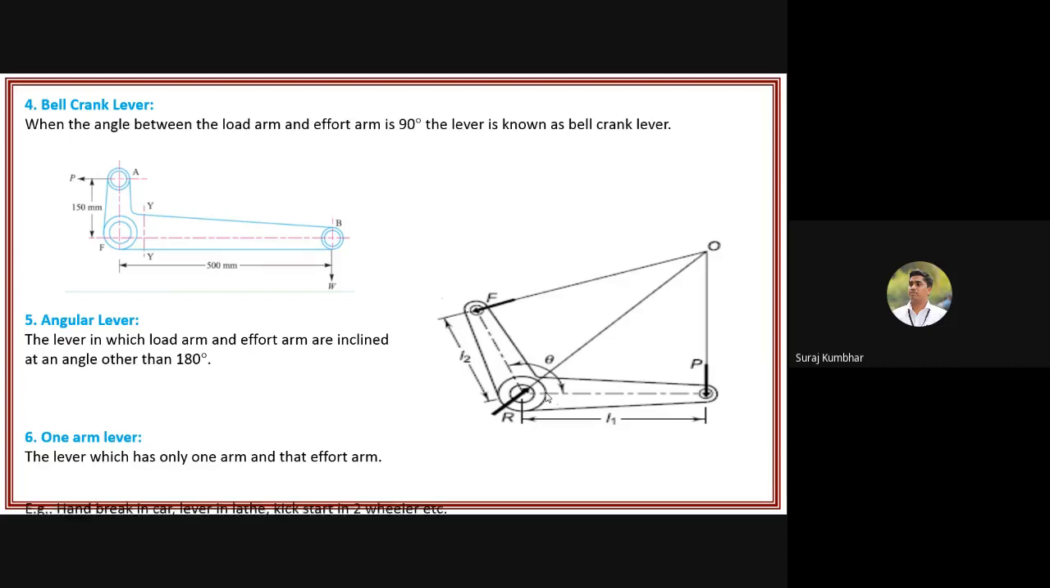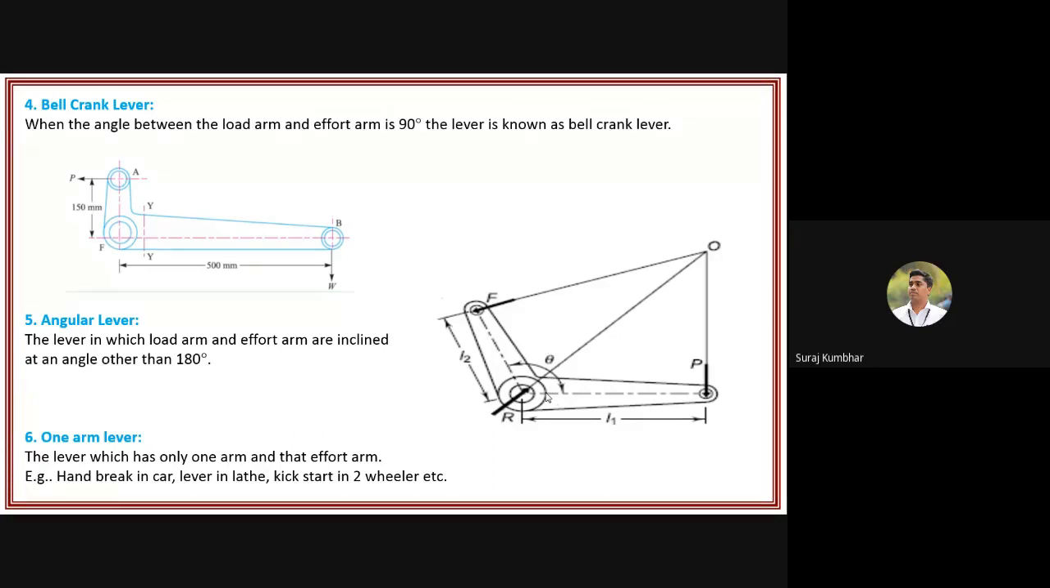I will tell you the examples. The handbrake in a car. Those who are driving a four wheeler, there is a handbrake, which is one arm only, and this is directly an effort arm. Yes, brake pedal is also correct. The lever in a lathe machine, that lever we use to change the speed for that particular lathe.